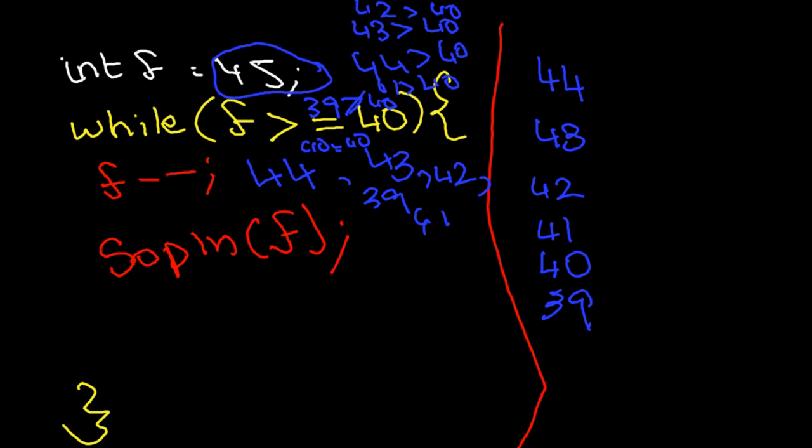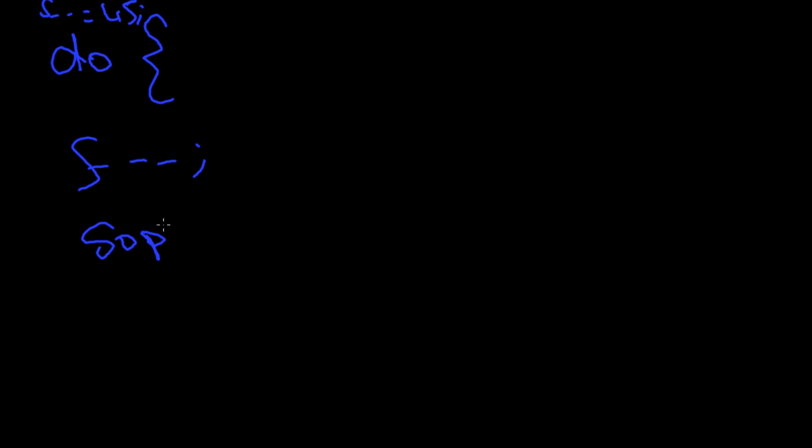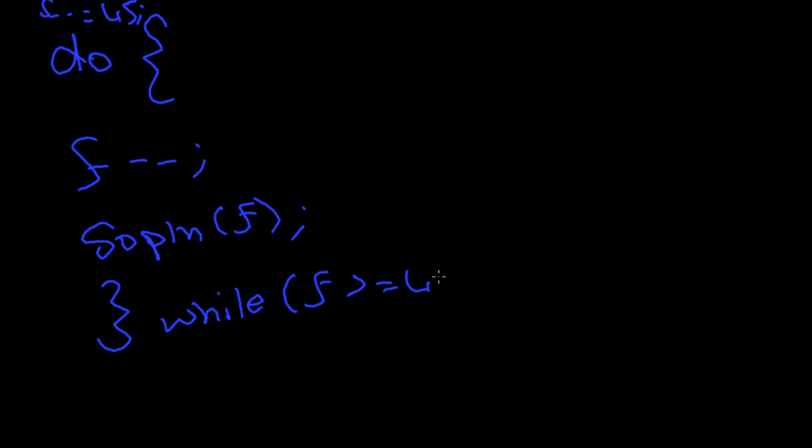You could write the same thing in a do-while loop. Let me go over that as well. In a do-while loop, it would be do, where f is equal to 45 already. Define that already. f minus minus, System.out.println f, while f is greater than or equal to 40. Now let's see if there's any difference in the output of both these loops.